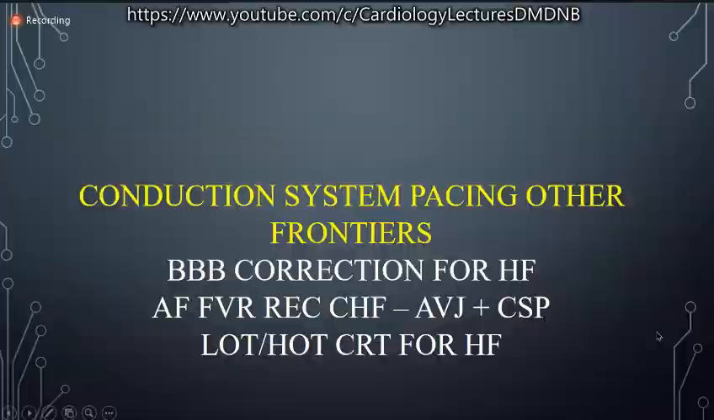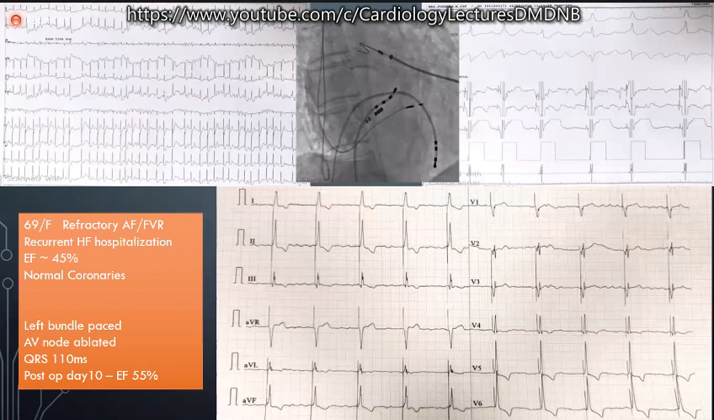Some of the other frontiers with conduct system pacing: typically this is also useful, or in fact, the way forward in patients with refractory atrial fibrillation with recurrent heart failure hospitalization because of fast ventricular rate, patients who have tachycardiomyopathy because of fast ventricular rate with atrial fibrillation. The best treatment is to do an AV junction ablation and place a left bundle pacing lead in these patients with a single chamber pacer. That forms a solution for most of these patients with recurrent heart failure and atrial fibrillation with fast ventricular rate.